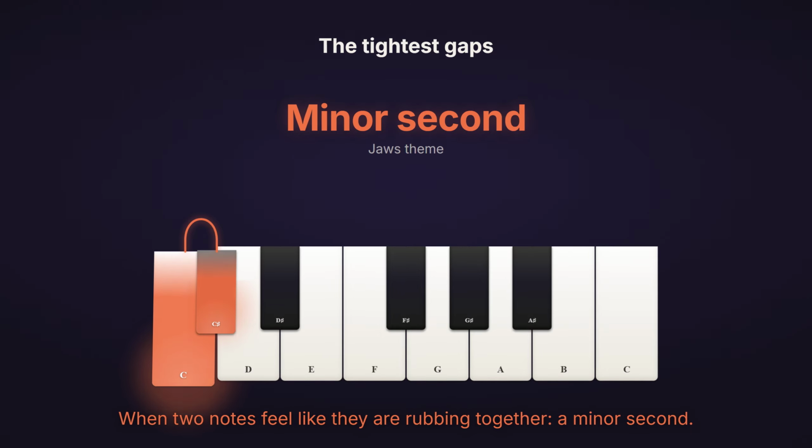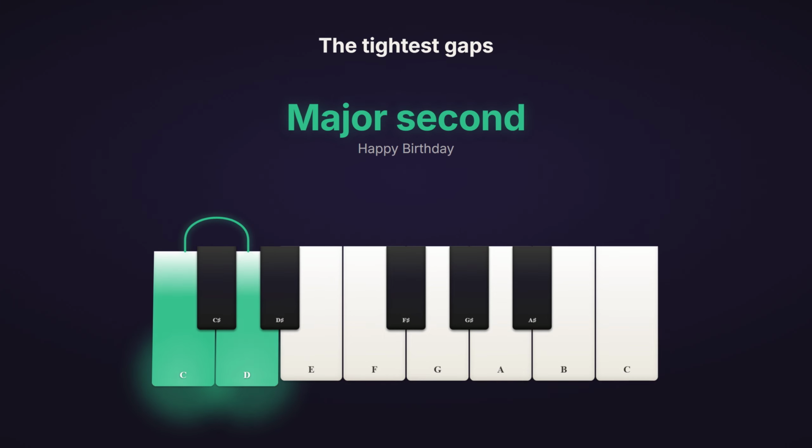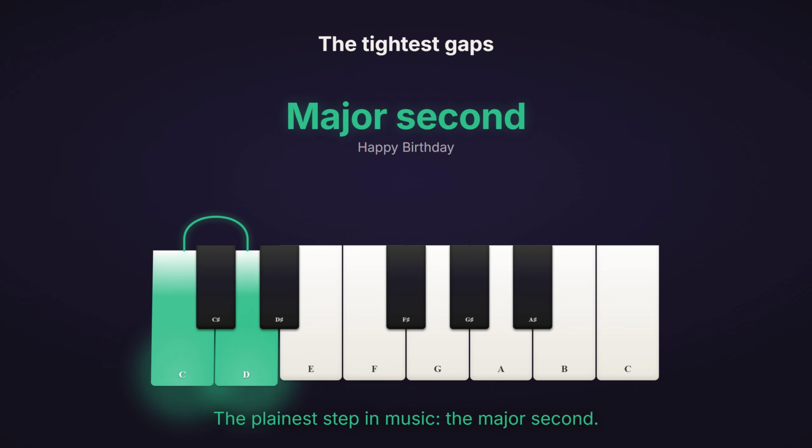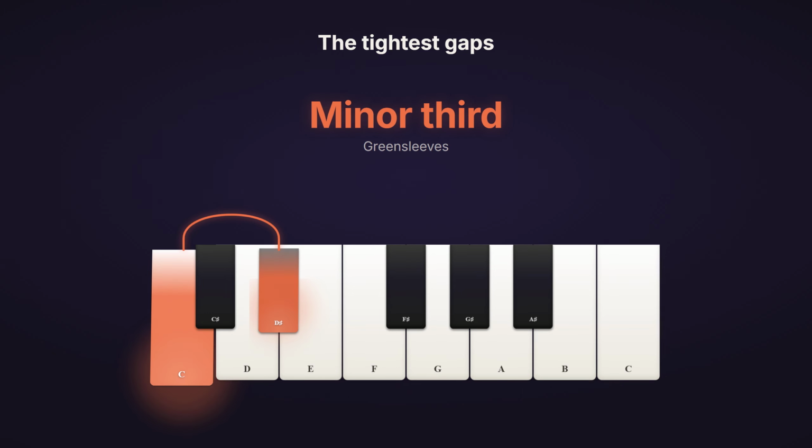Now open it by one more semitone to the major second, two semitones wide. Listen. That is the first step of Happy Birthday, the lift from the first happy to the second. It is the most ordinary step in music, the plain move from one scale note to the next. Wider again, three semitones, gives the minor third. Listen. That falling, wistful color is the opening of Greensleeves, and it carries the same shade of sadness you hear in a minor chord.